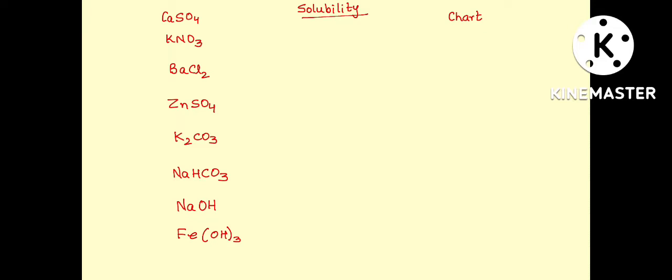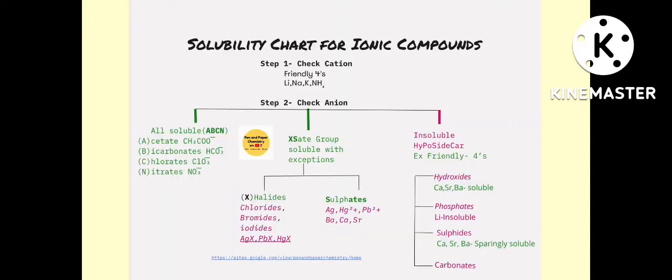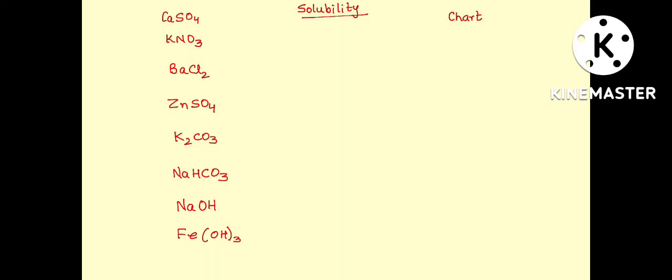But before we do that, I'm going to introduce to you a small chart. You know that I'm very fond of making charts, right? So here I'm going to introduce to you a small chart that I have prepared in order to help me remember solubility of ionic compounds. The first step in this is to check the cation. Whenever you have been given a particular salt, you see the cation. What cation do you have? The positive part, the first part of it.